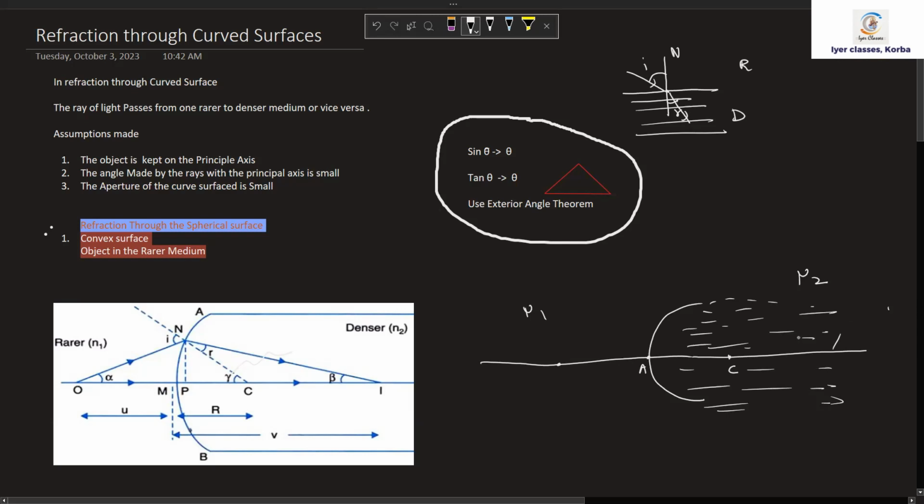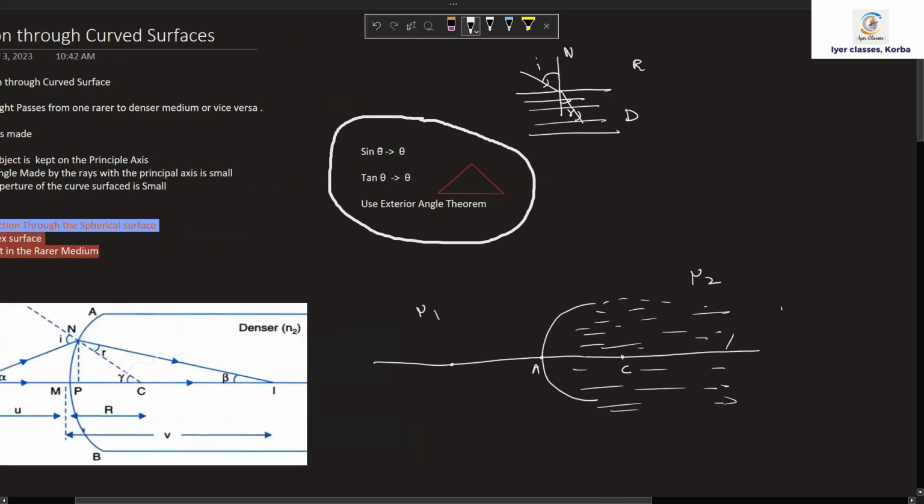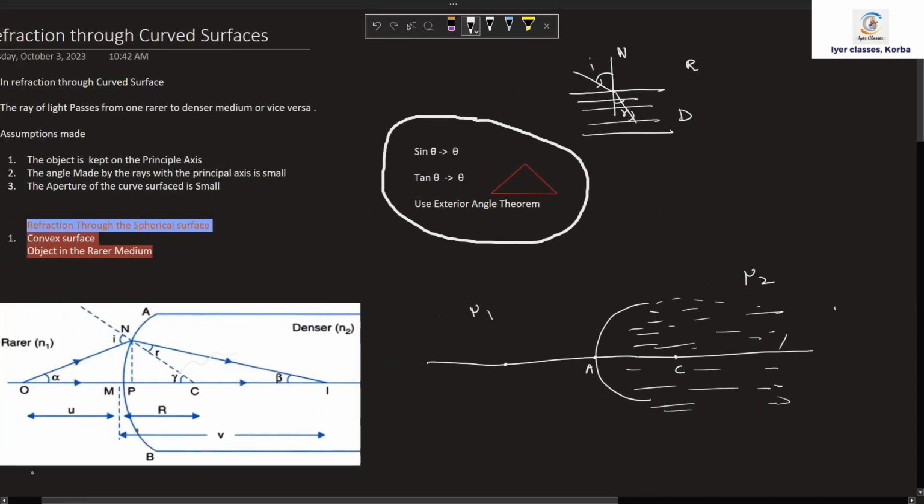Now we are going to make some assumptions to do this derivation. What are the assumptions? First, we are going to keep the object as a point-sized object, kept on the principal axis. Second, the angle the rays make with the principal axis, or the angle of incidence and angle of refraction, is very, very small. And the aperture, see this part, I'm going to highlight it, be careful in seeing it. This particular part is called the aperture, and this surface has to be very, very small. These are the main assumptions we are going to make in this derivation, right?